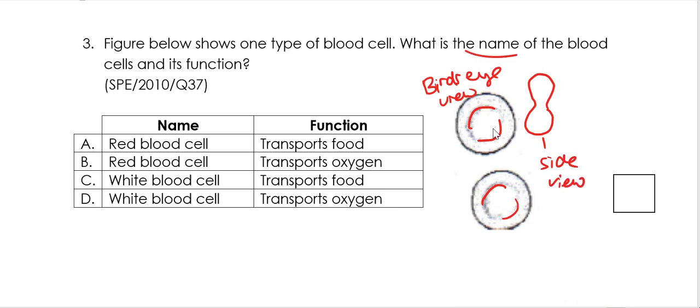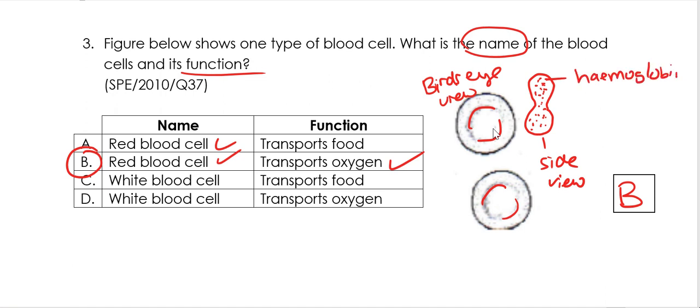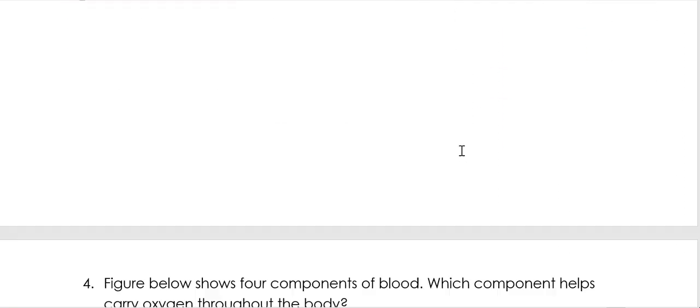Okay, so name it, and what is its function? This is your red blood cell, and the main function is to transport oxygen. How does it transport oxygen? It actually has these red pigments called hemoglobin. Hemoglobin can actually bind to oxygen, so it helps to carry oxygen to all parts of your body.